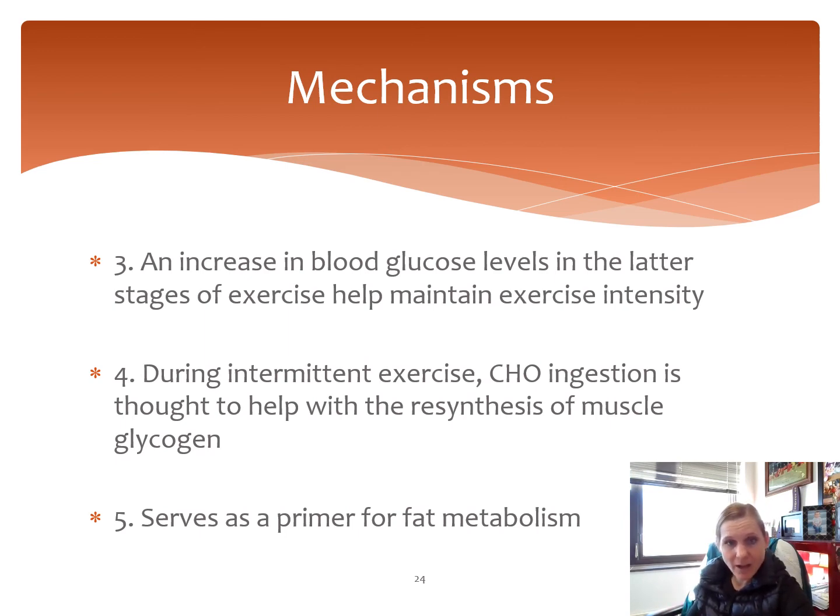And then number five, carbohydrates serve as a primer for fat metabolism. Again, we talked about with the Krebs cycle, how fats will burn in a carbohydrate flame. Basically what that means is that we have to have carbohydrates available in order to make that recipe go, and fats can be substituted in at any particular point. So that just supports the concept for us that consuming carbohydrates actually helps us to be better fat burners as well.